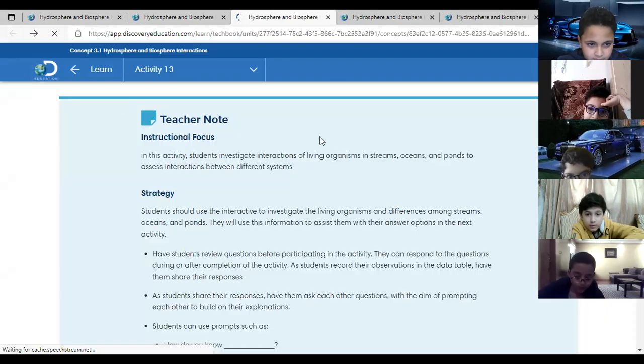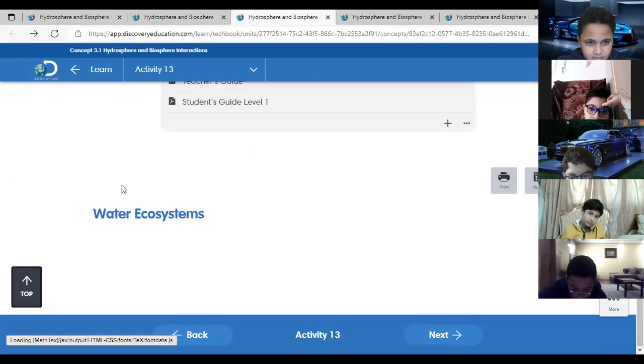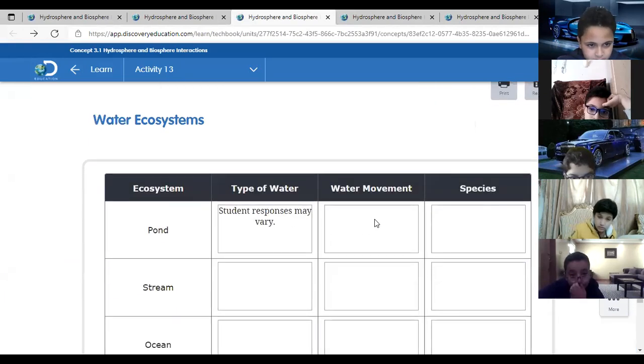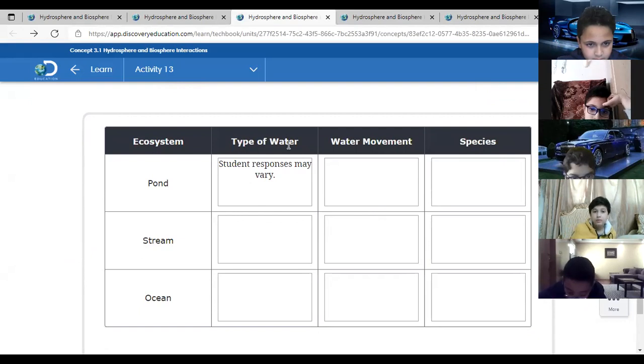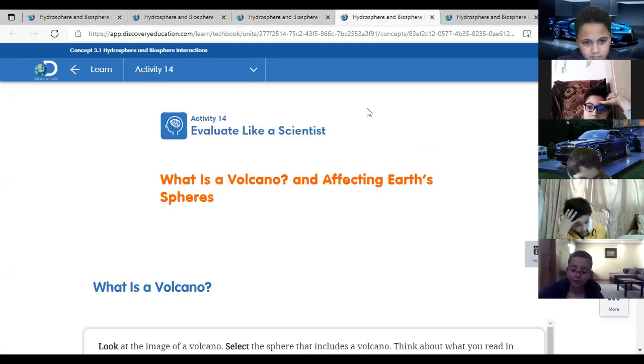So in this part right here of the book, you will see this. There is a table below that you have to fill. For the pond, the type of water will be still, the stream will be running, the ocean will be salt water, as we moved through the interactive above. Okay, guys? Now let's move to activity number 14.